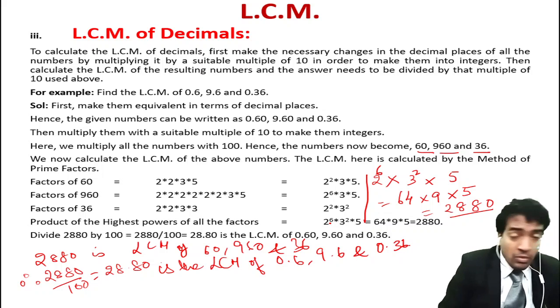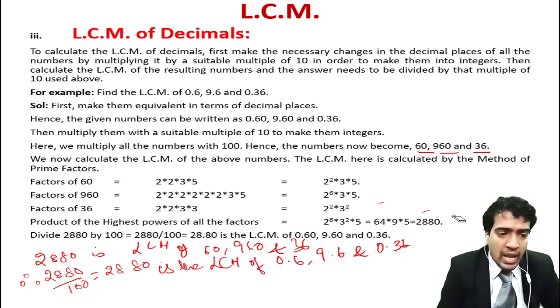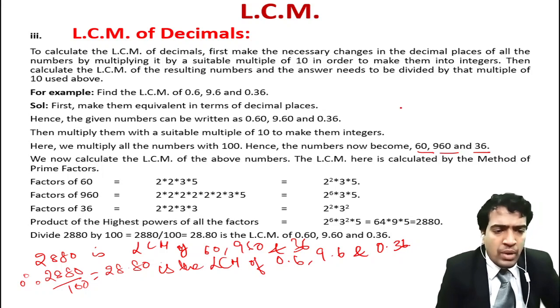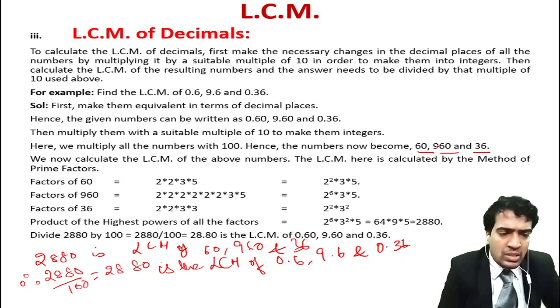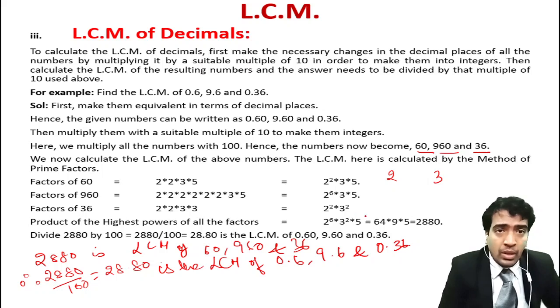Now let us just spend some time. This is the method of calculating the LCM. Let us again recall how much you remember the concept of HCF. If you have to calculate the HCF of these three numbers, 60, 960 and 36, what will be the HCF? What are the common factors? 2 is a common factor, 3 is a common factor, 5 is not a common factor here.